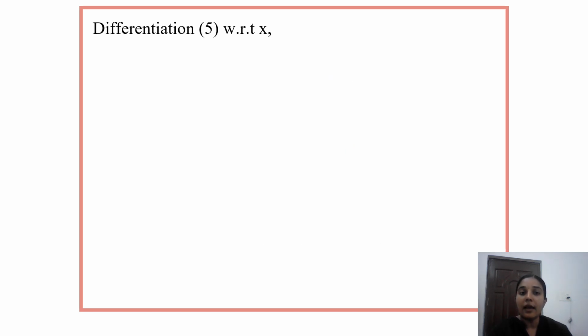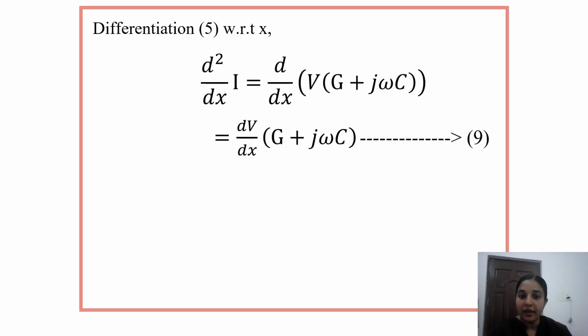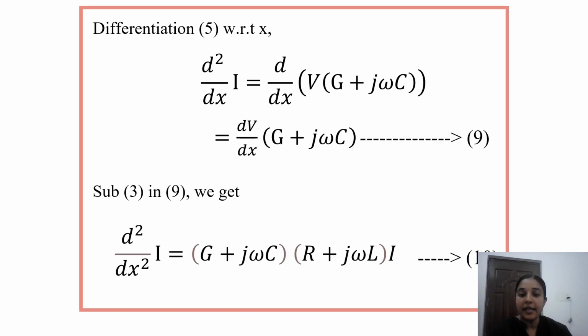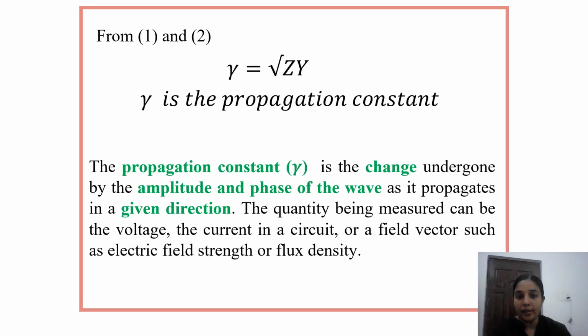In a similar way, we have to differentiate our equation number 5 also. By differentiating, we get d squared I by dx squared is equal to (G plus j omega C) into (R plus j omega L) into I.